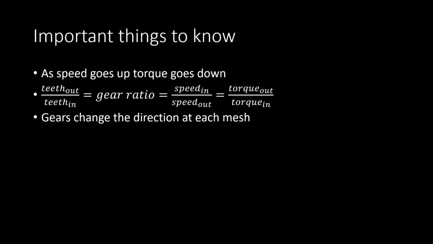in your gearboxes. And the main formula to know is that the number of teeth in the output gear over the teeth in the input gear is the gear ratio. The speed of the input gear is equal to that ratio, so speed in over speed out will be equal to the gear ratio, and the torque out over torque in will be equal to the gear ratio as well.